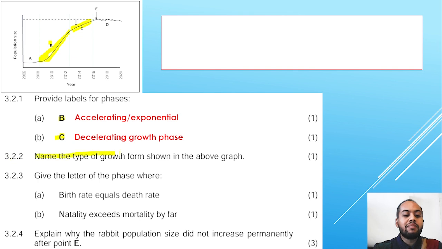3.2.2 asks you to name the type of growth form shown in the above graph for 1 mark. The type of growth form here, since it's showing a S-shaped graph, therefore it's going to be the logistic growth form.